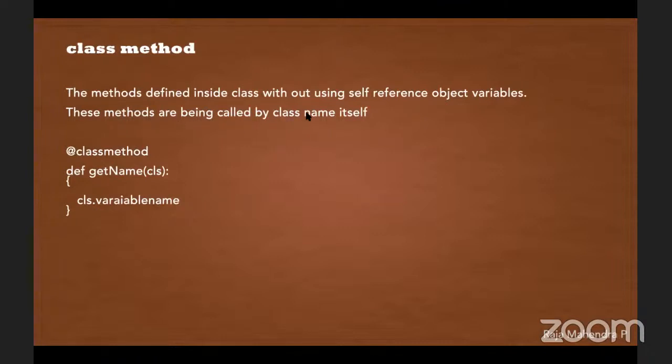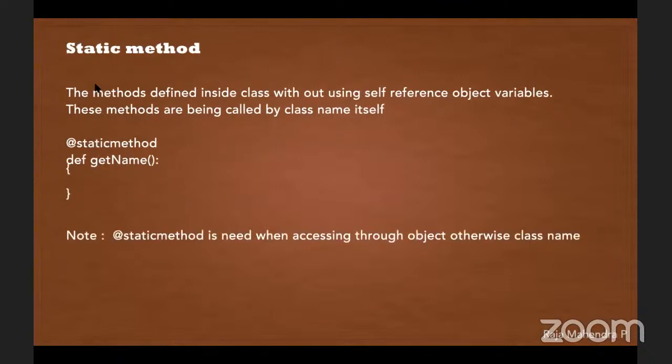These methods are being called by the class name itself, so we are using the class method here. We define the method name, and inside that we write the class name dot variable name, something like this. And also we have the static methods. Static methods can be defined by using the @staticmethod decorator, and we don't need to mention anything here. A static method is needed when accessing through the object, otherwise we use the class name. So we can access it in multiple ways, two ways, three ways, something like this.